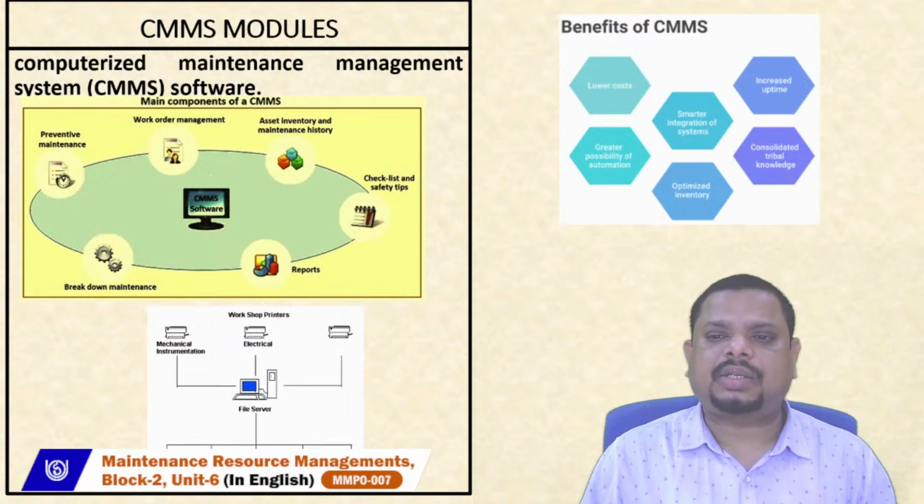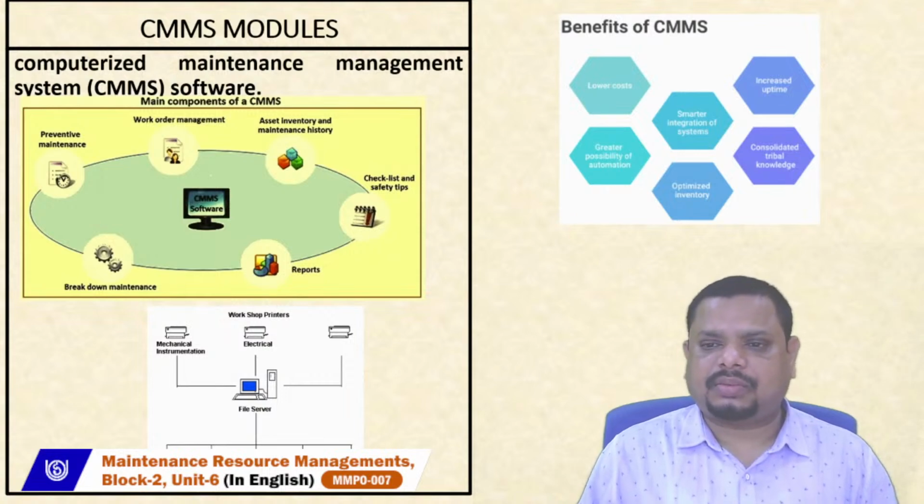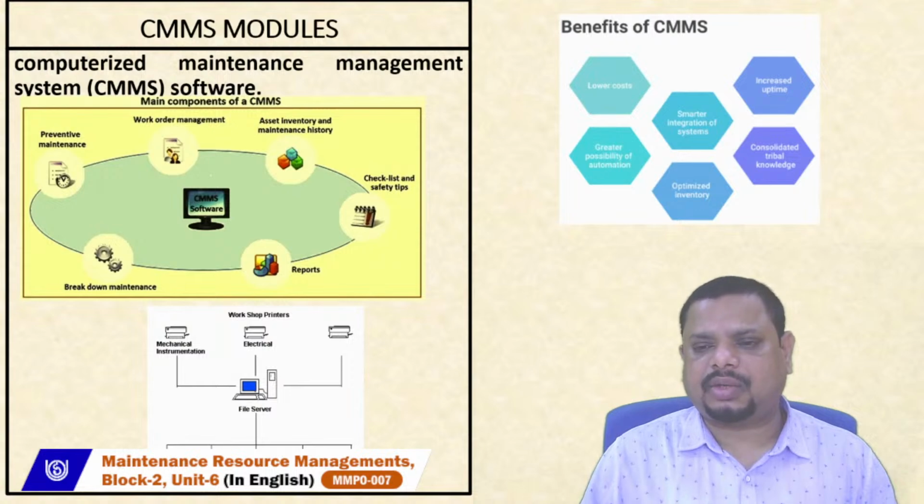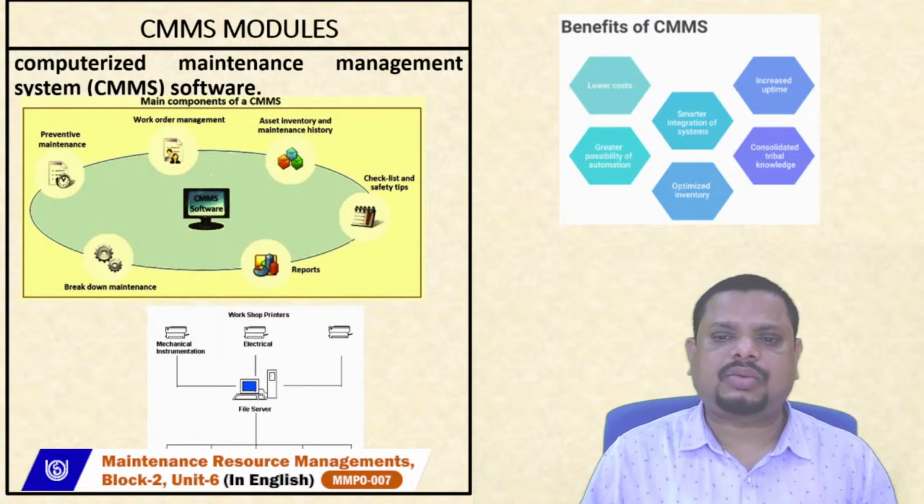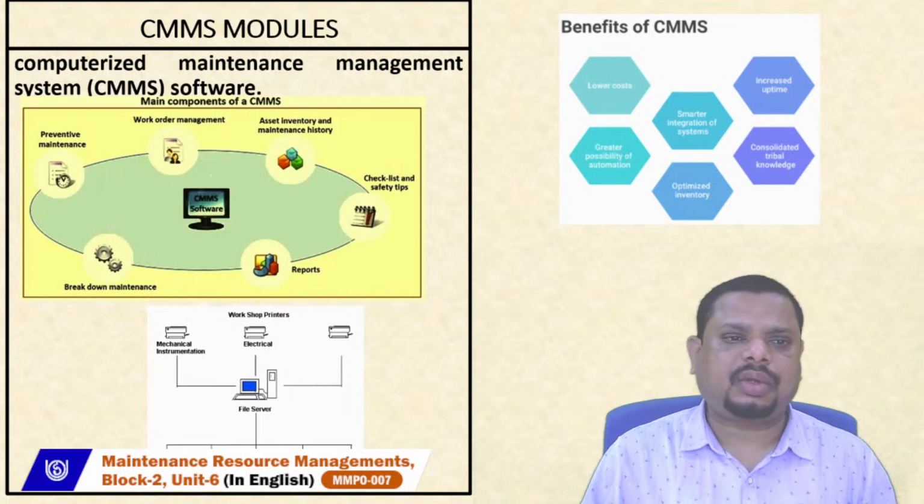The next one is smarter integration of systems. As I gave the example of how they have connected a number of terminals or workstations with a single server, the mechanical department, instrument department, electrical department and other departments will go for integration and can easily access the workshop printer. The next is increased uptime. So availability time will be increased in case of machines as well as equipment. It also helps to optimize the inventory level so that the cost would be optimized. The next is consolidated tribal knowledge. So these are the basic benefits of your computerized maintenance management system software.